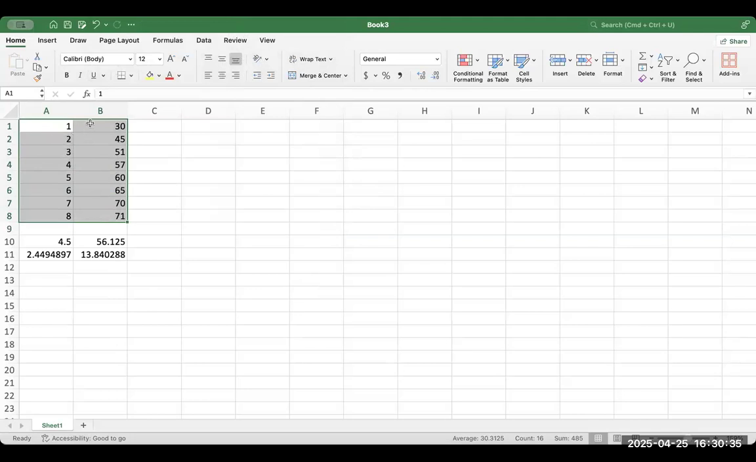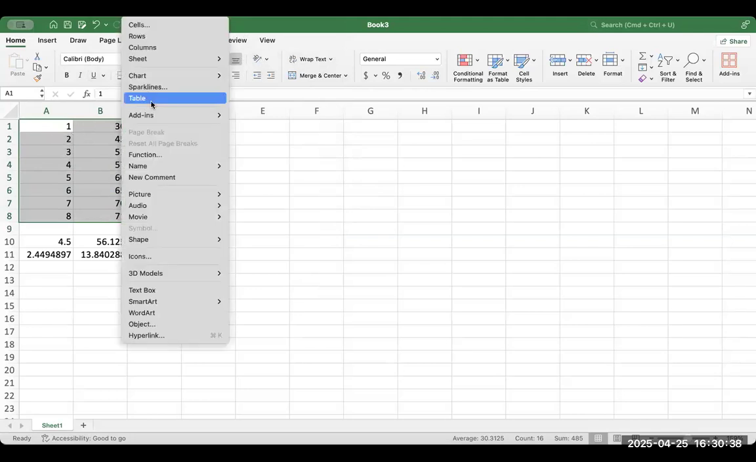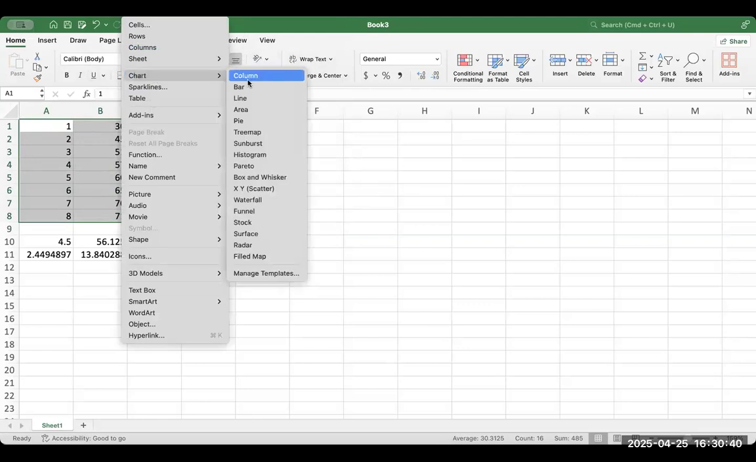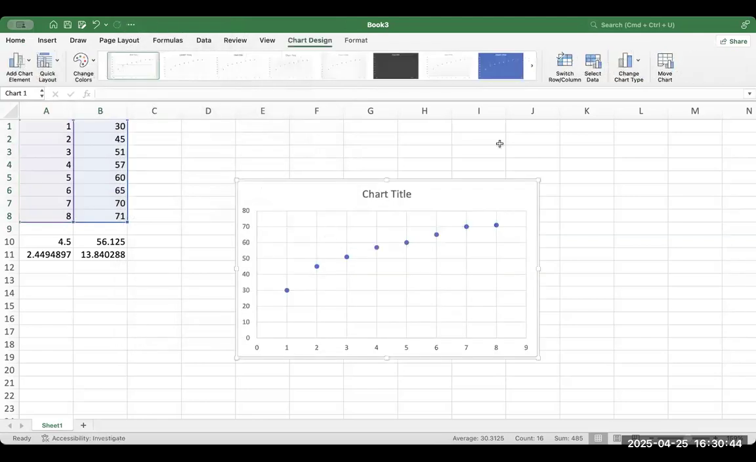So I'm going to make a scatter plot of this data. I'm going to go to Insert, Chart, XY scatter. And as you can see, these dots are pretty close to a straight line. Not exactly, but pretty close.